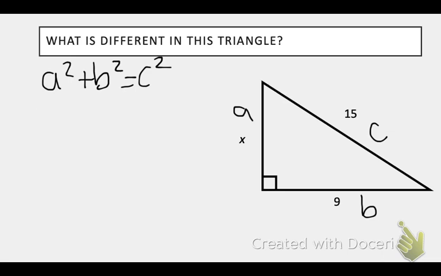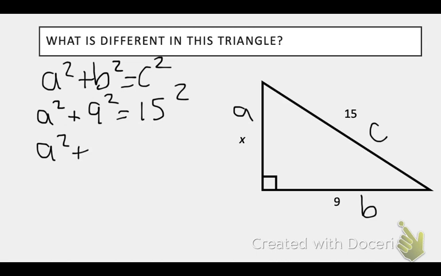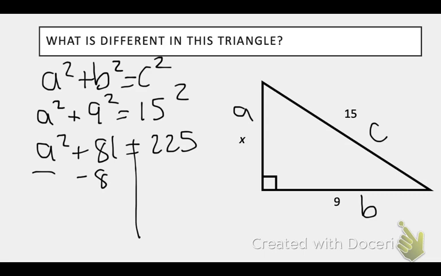I don't know A, so I'm just going to rewrite A squared. I know that B is 9, so 9 squared equals 15 squared. And then from here, I square everything. A squared stays A squared plus 81 equals 225. Okay, now it's like an equation. My goal is to get the variable by itself. So I'm going to subtract 81 from both sides.